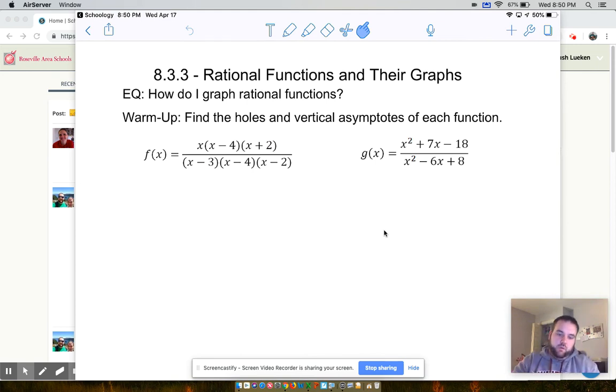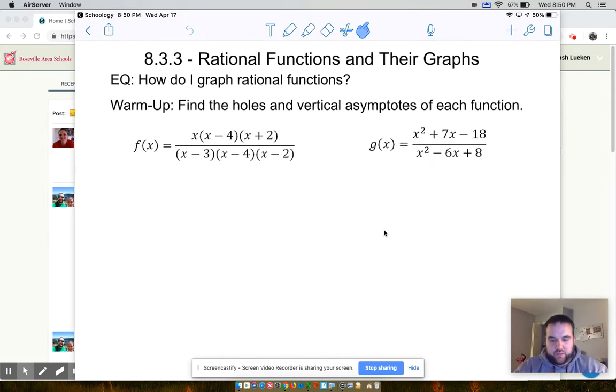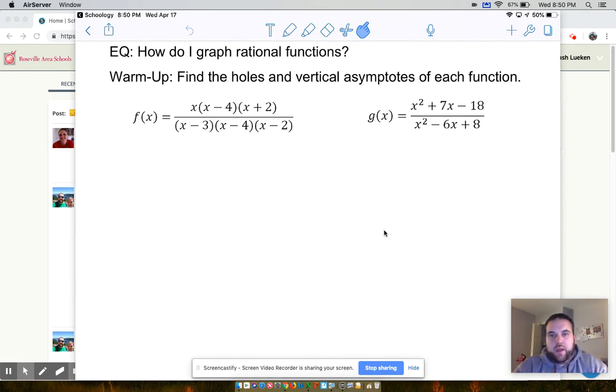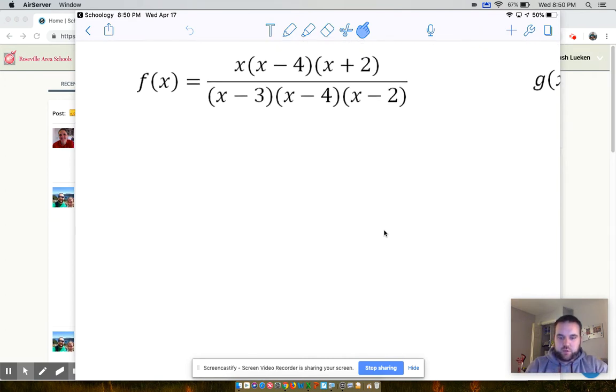All right, welcome back. Last day of this section 8.3. Just going to keep this brief, do a couple of additional examples just for some more practice. The essential question is how do I graph rational functions, same as section 8.3.2. And so for a quick warm-up, let's find the holes and vertical asymptotes of each function.